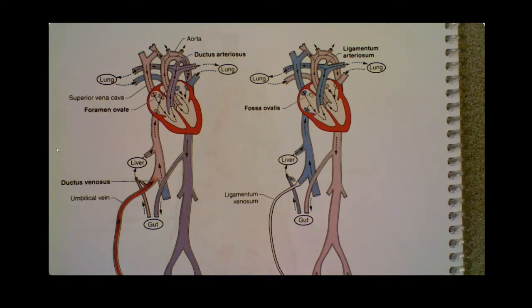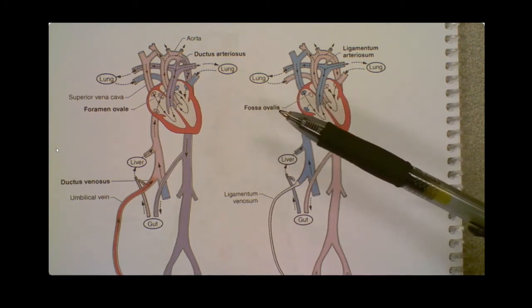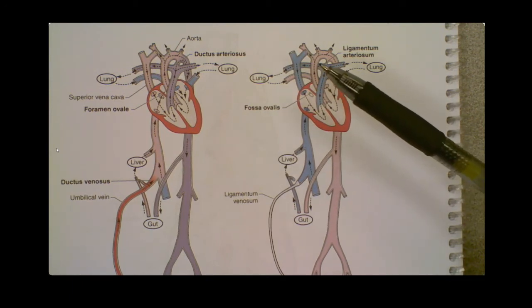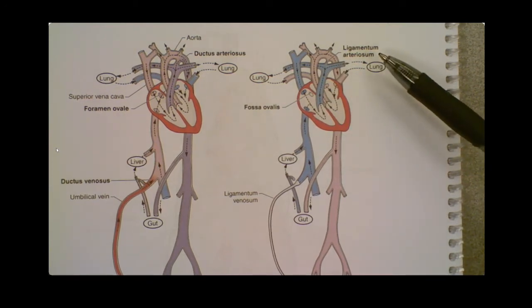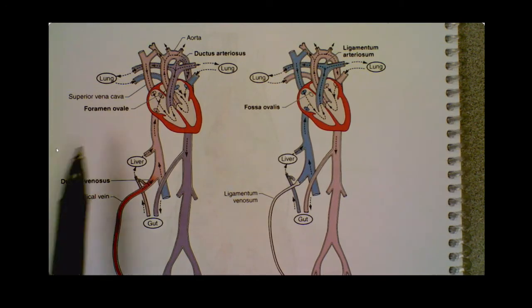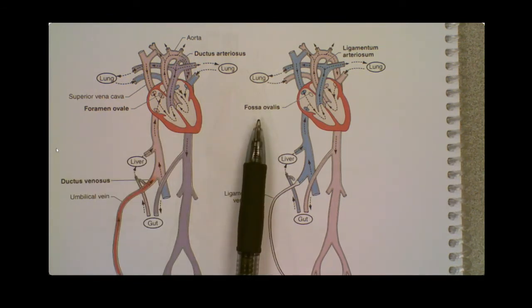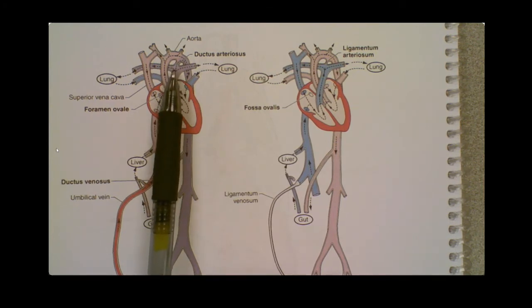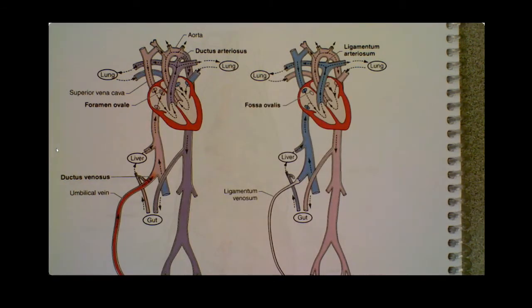Okay? Now, in the postpartum heart, this foramen ovale between our two atria closes off and becomes the fossa ovalis. The ductus arteriosus, this blood vessel that connects our pulmonary arteries to our aorta, also closes off and becomes this structure called the ligamentum arteriosum. So you have to know both structures. In the fetus, the hole between our atria is the foramen ovale. It closes and becomes the fossa ovalis. The ductus arteriosus is this blood vessel connecting our pulmonary arteries to our aorta. It closes off and becomes the ligamentum arteriosum.